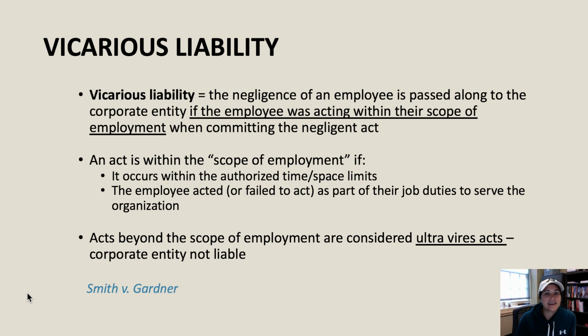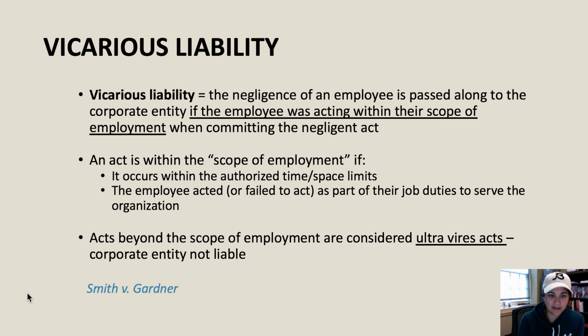But I do just want to say, it doesn't matter if the president of a company knows who an employee is or if they have a direct supervisory role. According to this vicarious liability concept, it doesn't matter. As long as the employee is acting within their scope of employment when committing a negligent act, the corporate entity can be sued. Okay. So what does this mean when we say scope of employment?